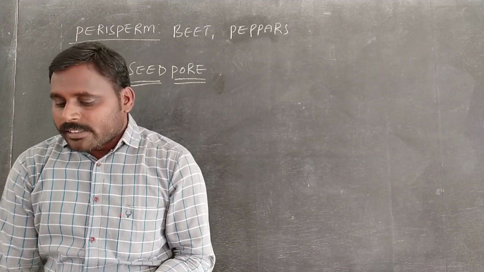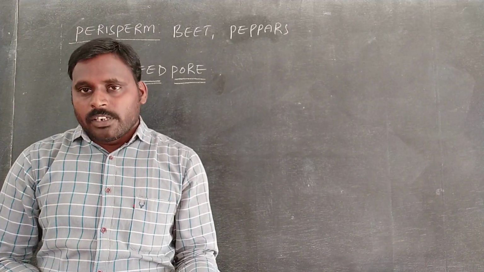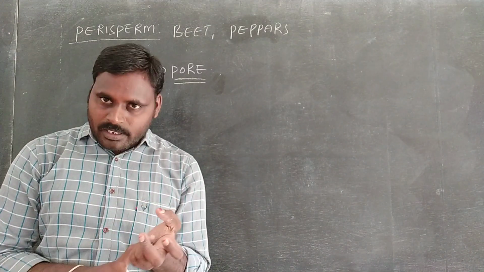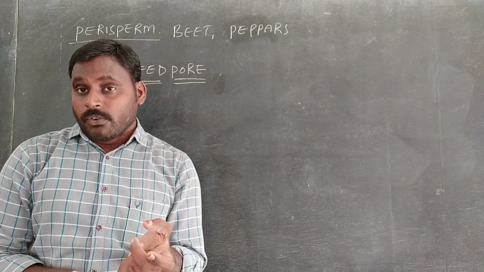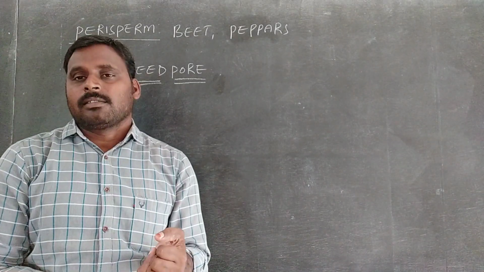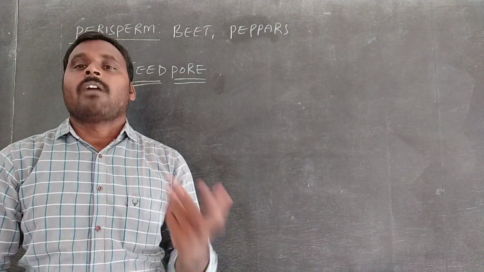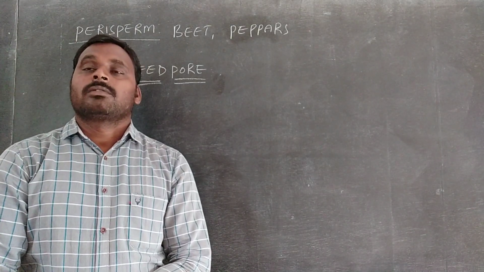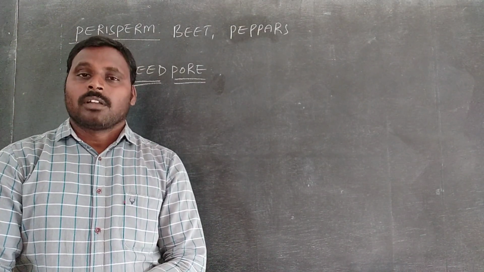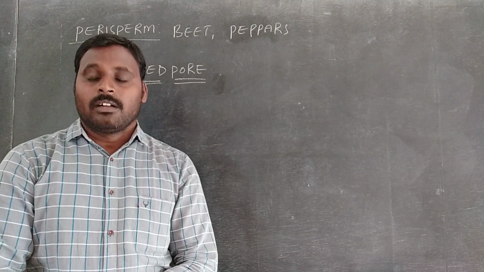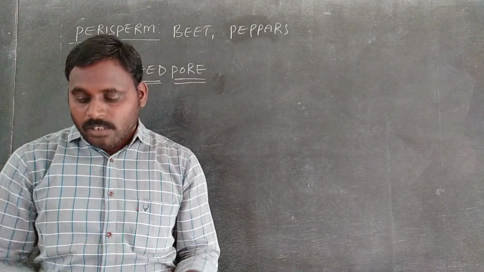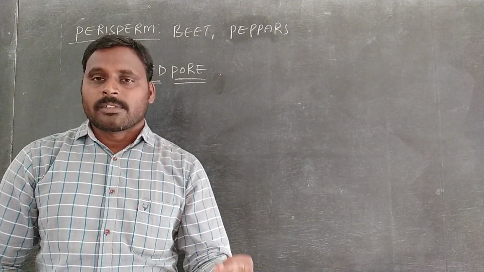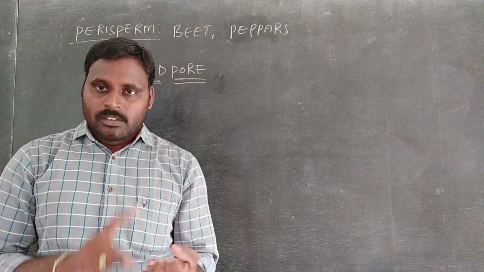After fertilization, we know that the ovules mature into seeds and the ovary matures into fruit. The ovary walls develop into fruit walls. Another name for the fruit wall is pericarp. Based on the nature of the pericarp, fruits may be of two types: fleshy fruits and dry fruits.